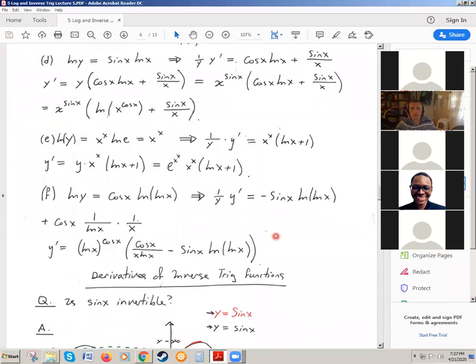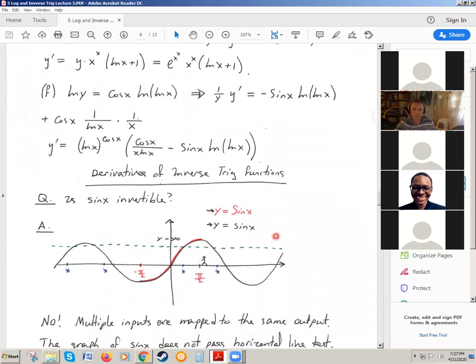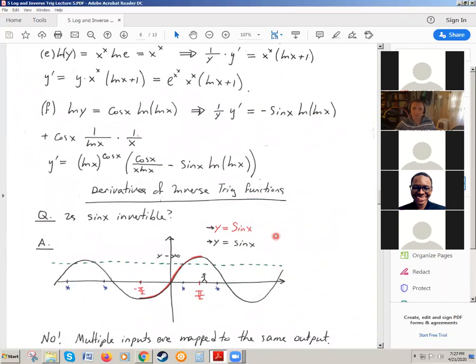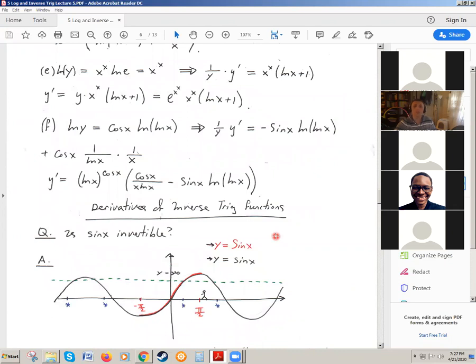Let's talk about derivatives of inverse trigonometric functions. Good. So the first question that you should wonder about: I'm saying inverse sine, but is sine invertible?